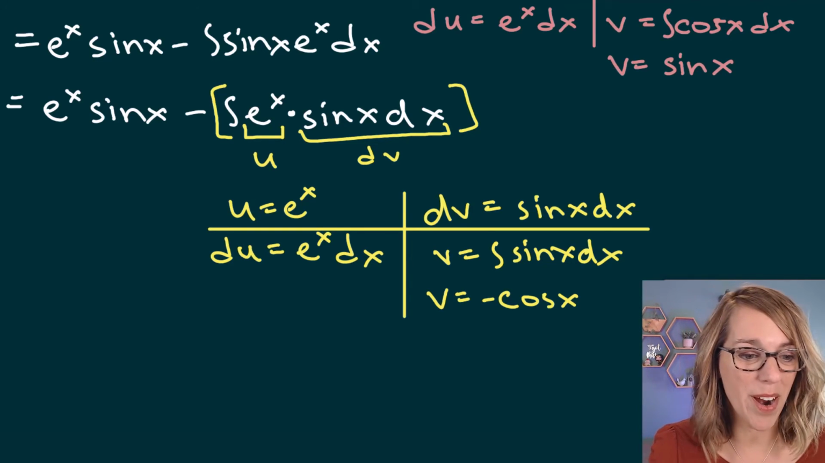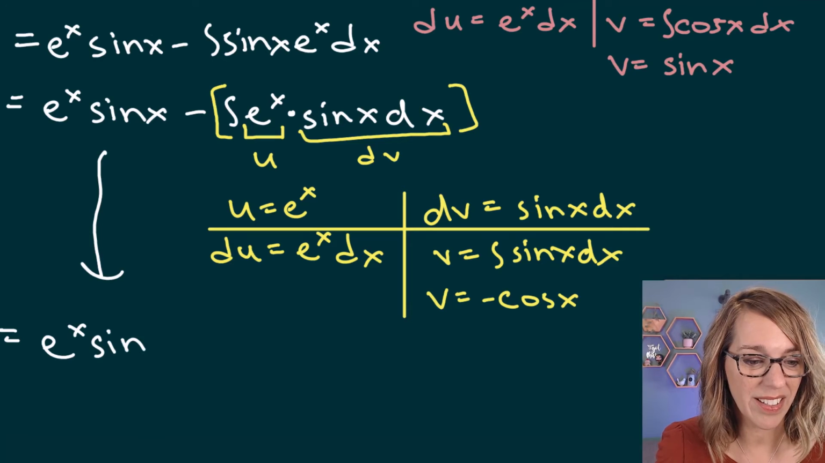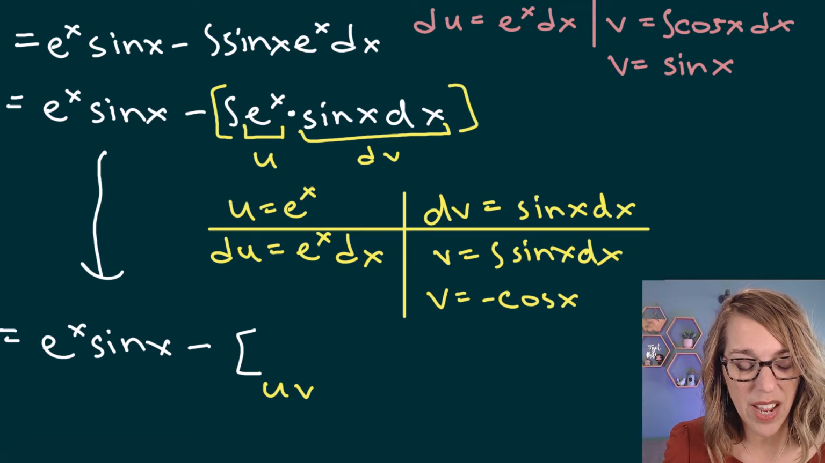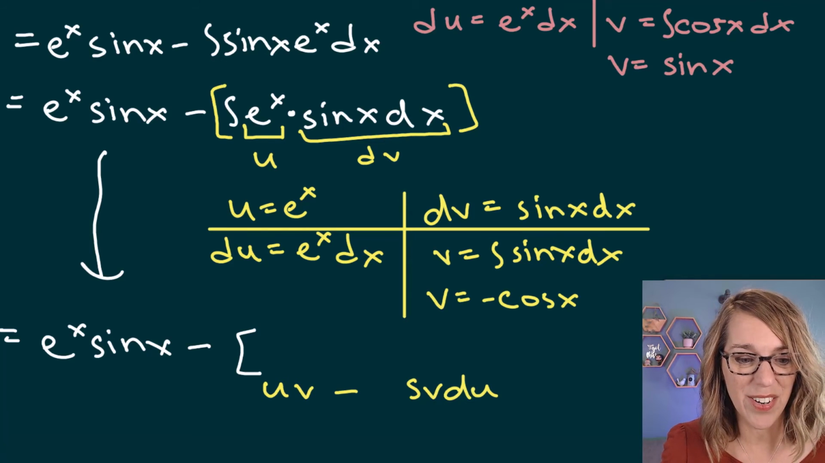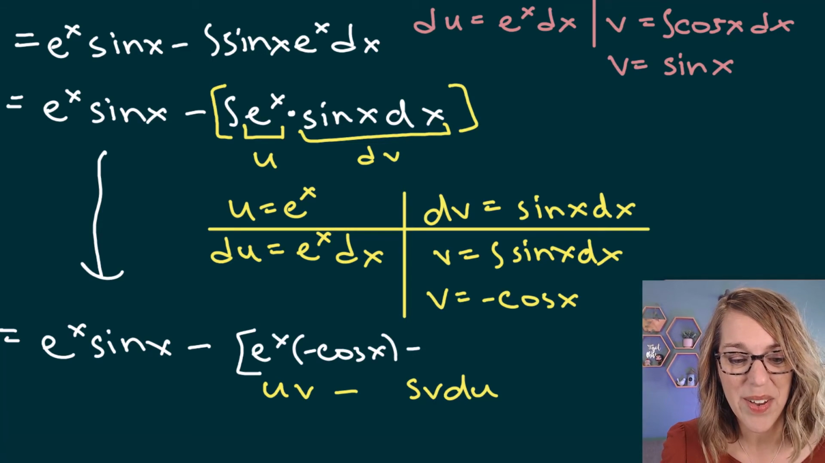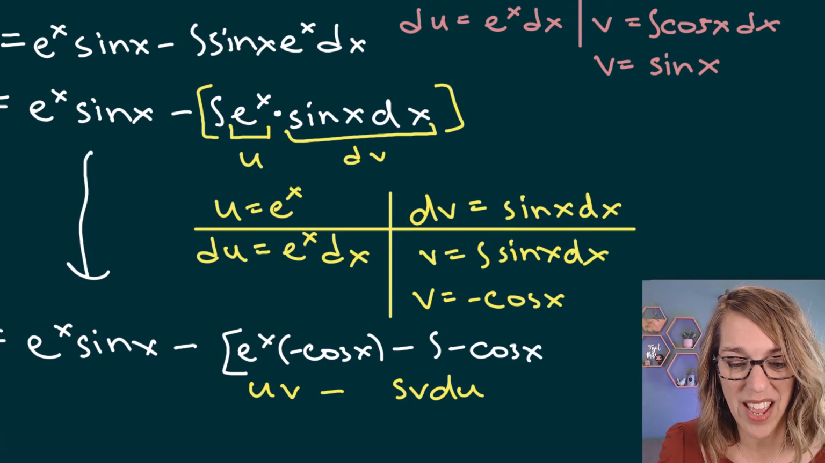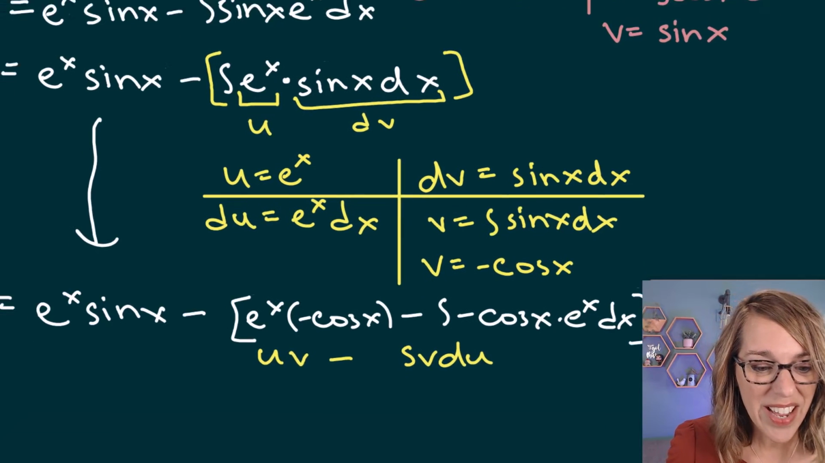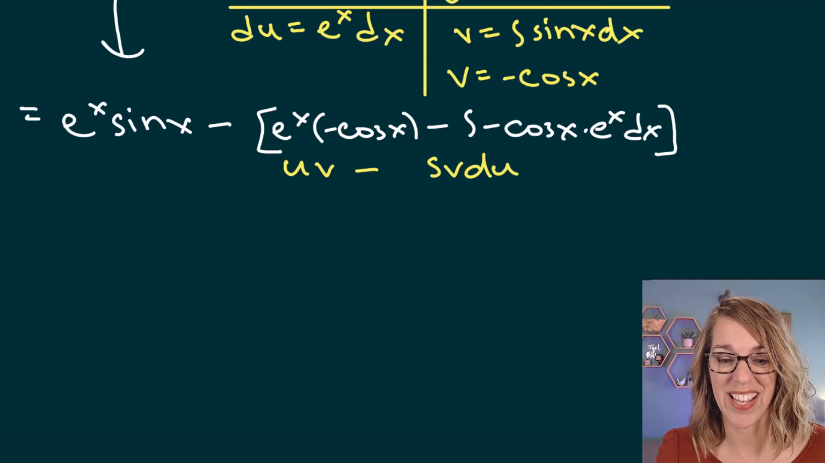Now let's apply integration by parts to that second part of what we have up above. So I've got my e to the x sine x minus, inside my square brackets here, I'm going to need u times v minus the integral of v du. Putting that together, u times v is e to the x times negative cosine x minus the integral of v du. It's going to be negative cosine x times e to the x dx, and I've got my square bracket there.